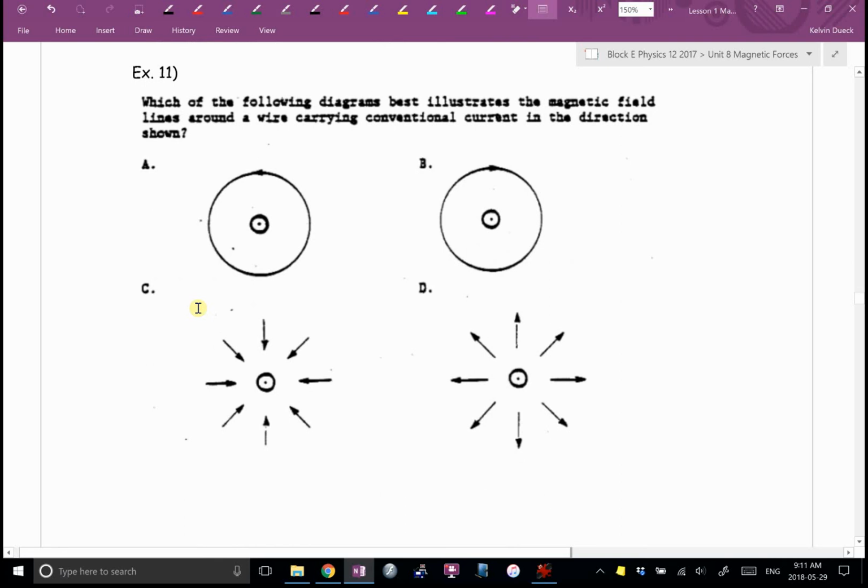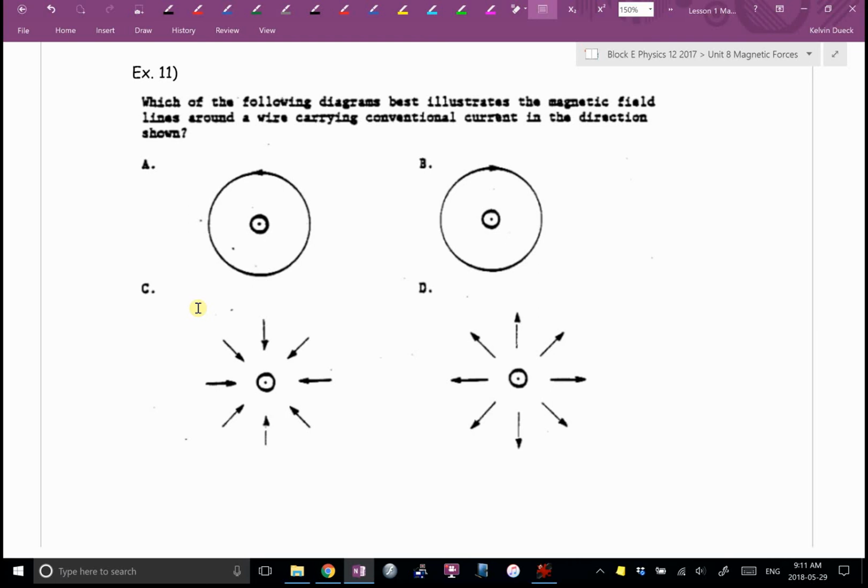Which of the following diagrams best illustrates the magnetic field lines around a wire carrying conventional current in the direction shown? Okay. This is not what we've just done. There is a wire, but this wire is not going through an external magnetic field. It's asking, what magnetic field is the wire creating? What was that right-hand rule? That was the first one that we learned. You imagine you're holding the wire in your hand.